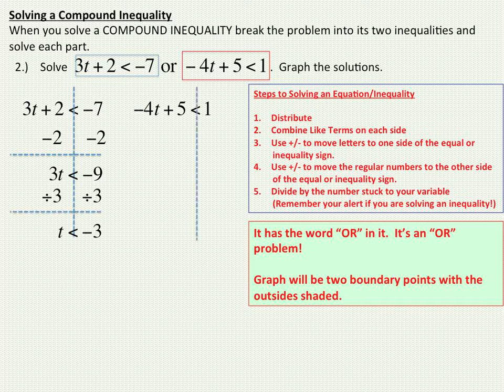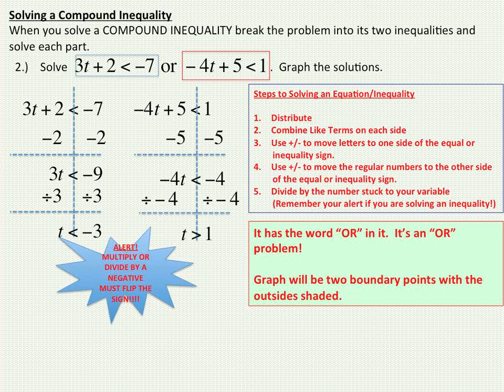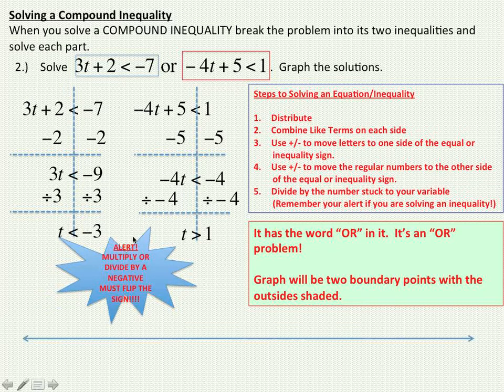Second one. Okay, now watch this. Be careful. Subtract 5 from both sides. -4t is less than -4. Divide by -4, and as soon as you say divide by a negative and you write it down, the little alert should go off in your head to remind you to flip the sign around. So now t is greater than 1. It's an OR problem, so you can't put it back together into one piece. It has to stay in 2 pieces. T is less than -3, or t is greater than 1.